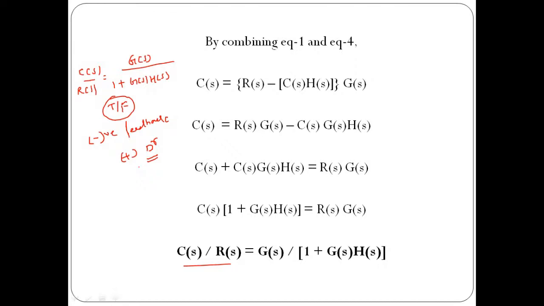Like C of S by R of S is going to be G of S upon 1 plus G of S into H of S. So please write this down as a final answer.